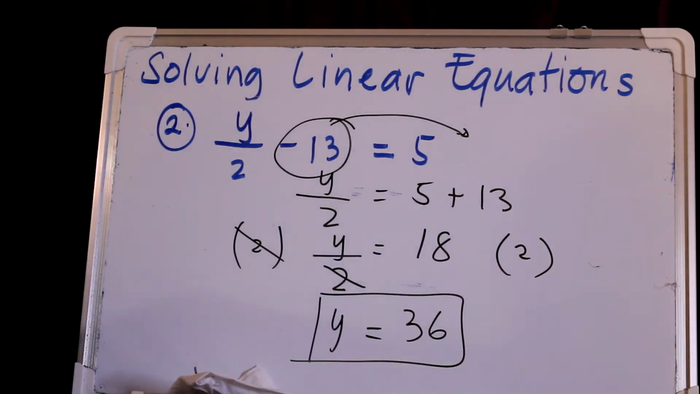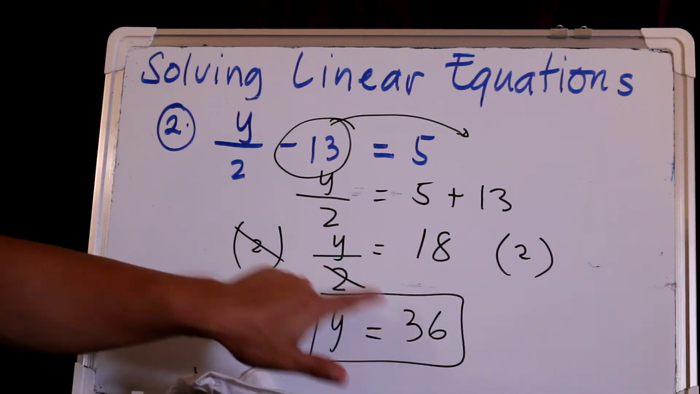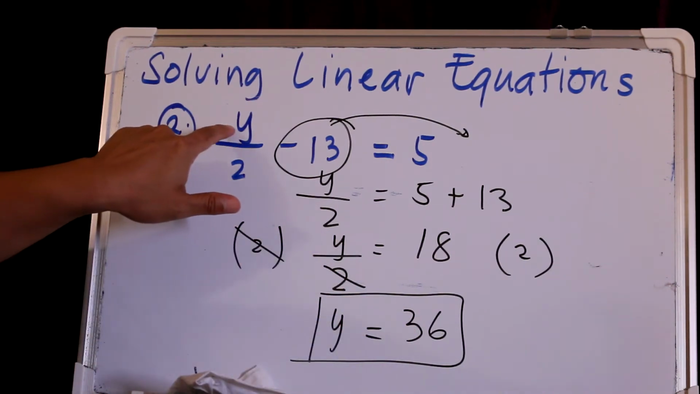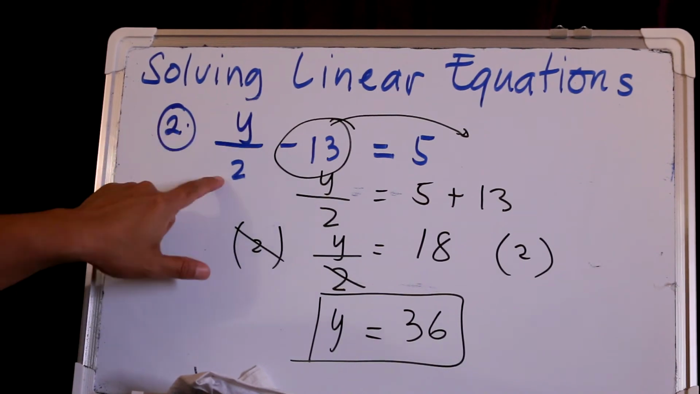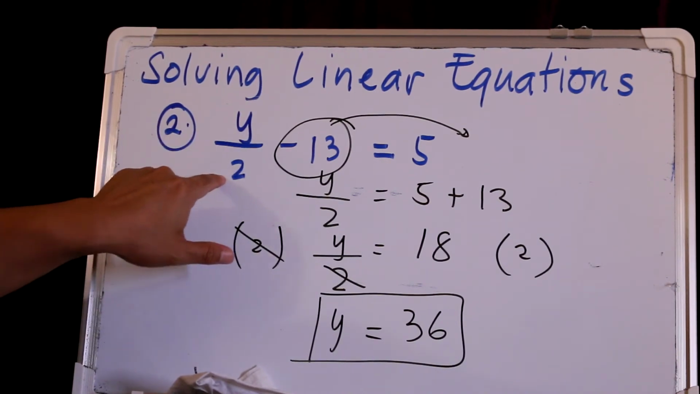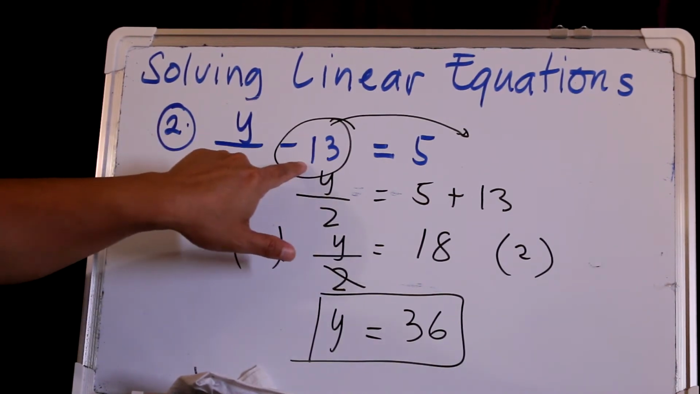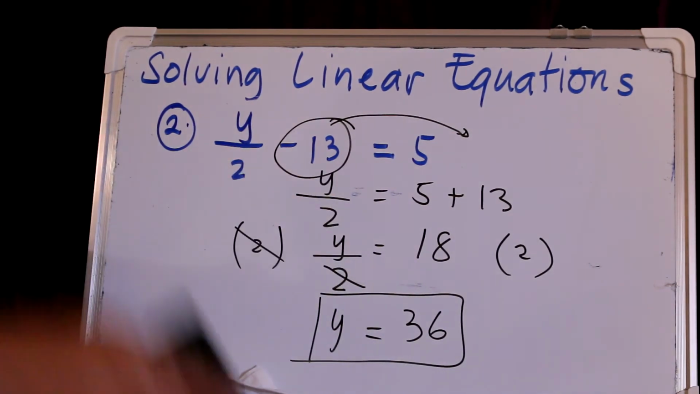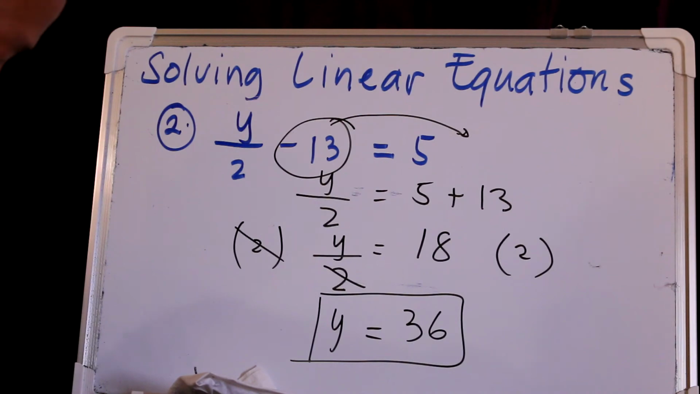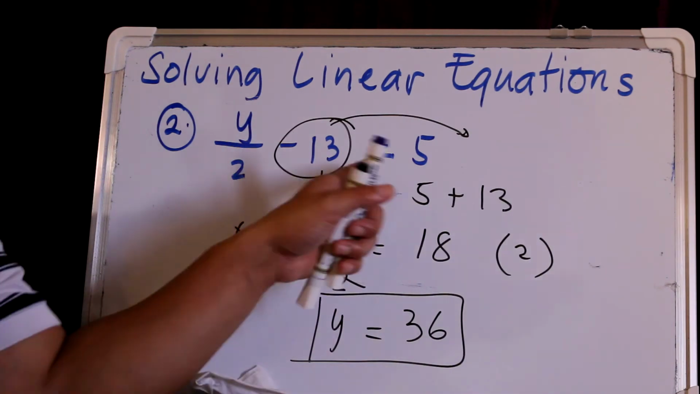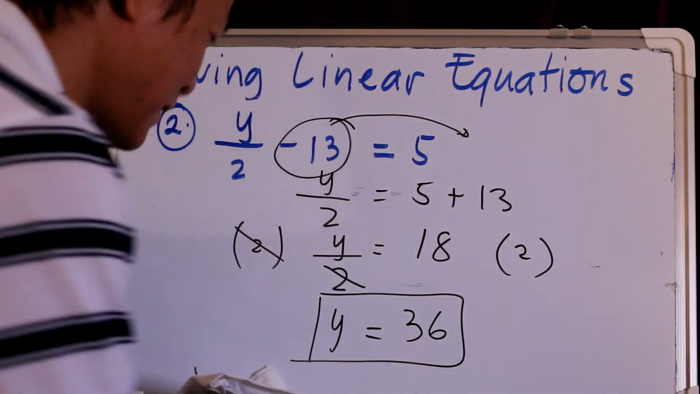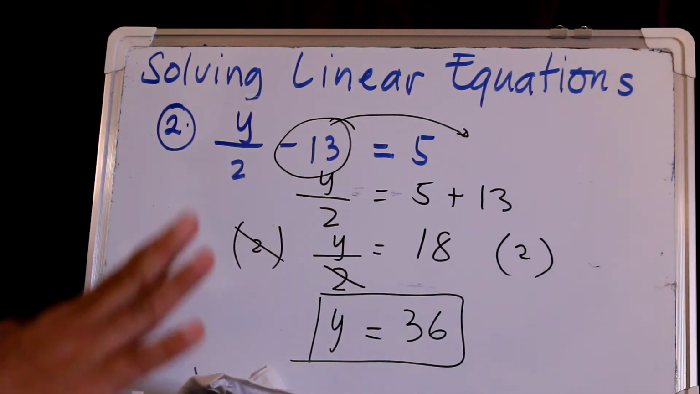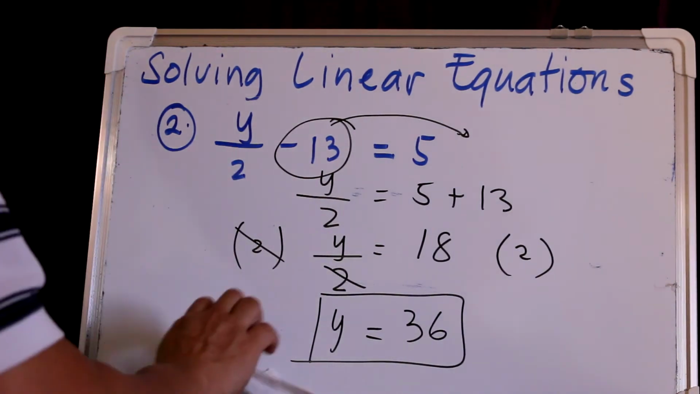Okay, so let's check if our answer is correct. So here, y, 36 divided by 2 minus 13, you will get 5. Okay, 36 divided by 2, that's 18, minus 13, that is equal to 5. So our answer is safe and correct. Okay, let's have example 3.